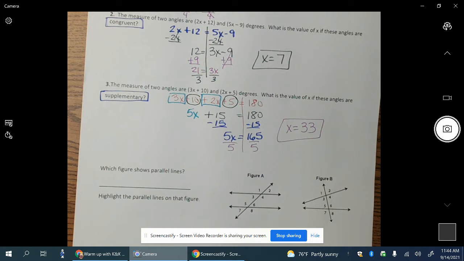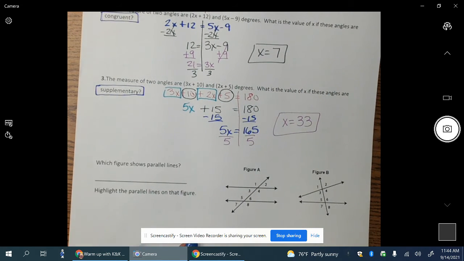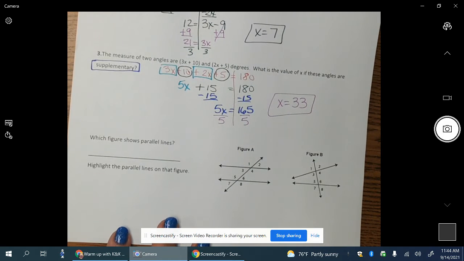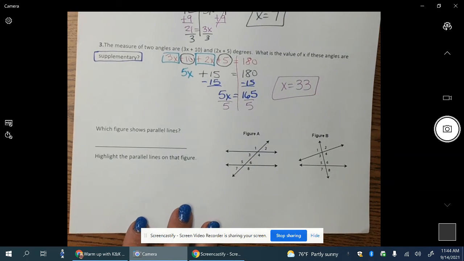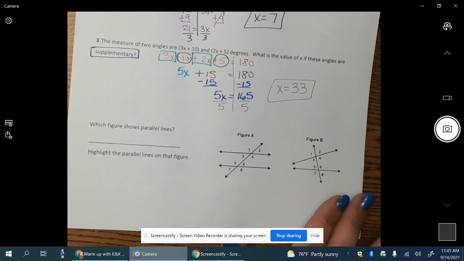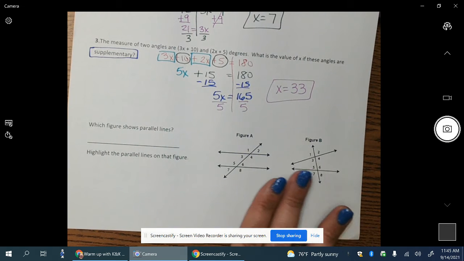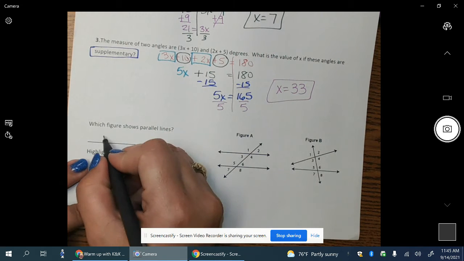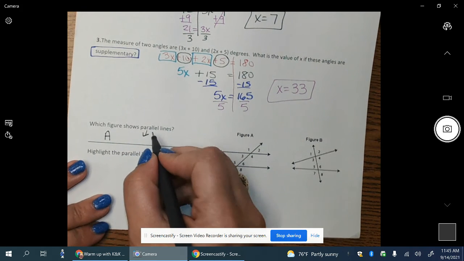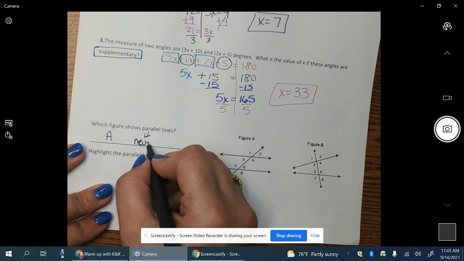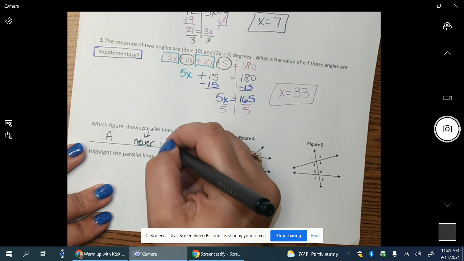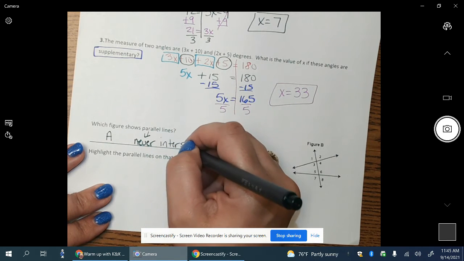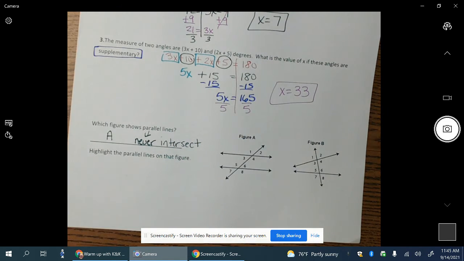Okay, so now I'm going to show you kind of what it's going to look like when you see these problems. All right, a transversal is a line that goes through parallel lines. Which figure shows me parallel lines, A or B? Why? Yes, so parallel means they never intersect. They never touch. They never cross.